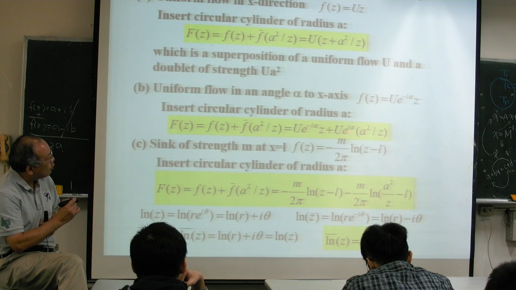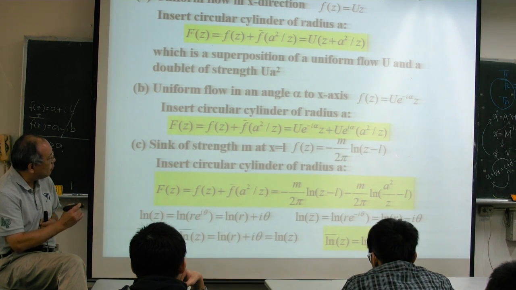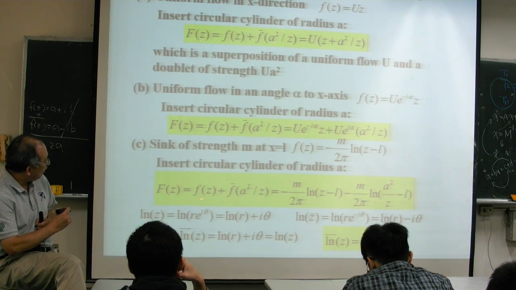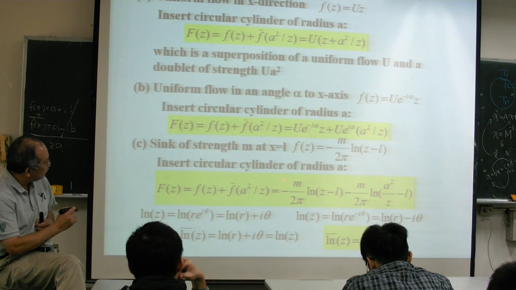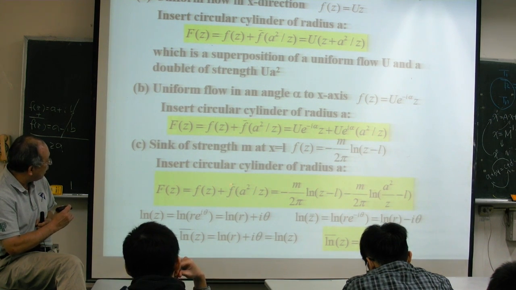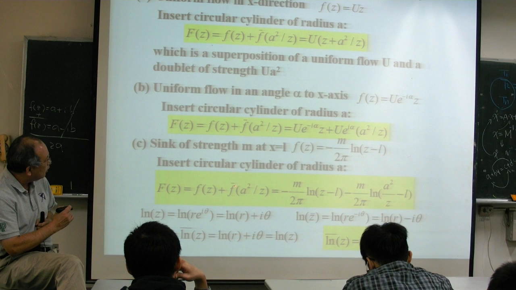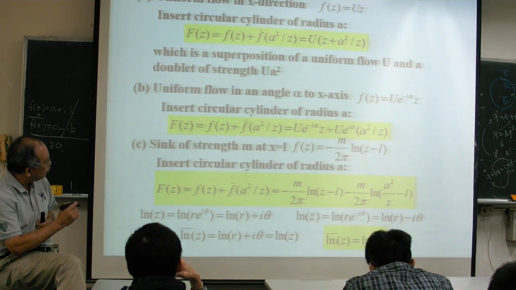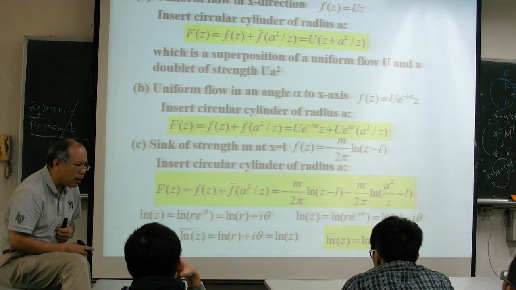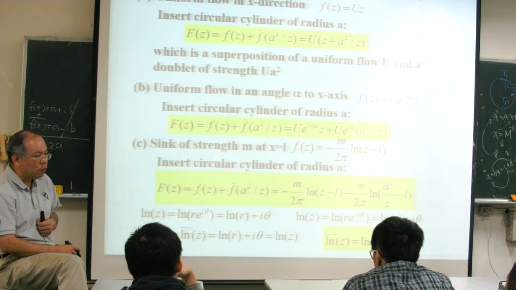L is our sink location, and m is our strength. So if we want to introduce a circular cylinder into this flow field, what happens? We apply the circle theorem here. This is the first term here, and the second term, as you can see, is F bar here. And this F bar, what happened here? Do you know the natural log? When you take the complex conjugate of the natural log, what happens?